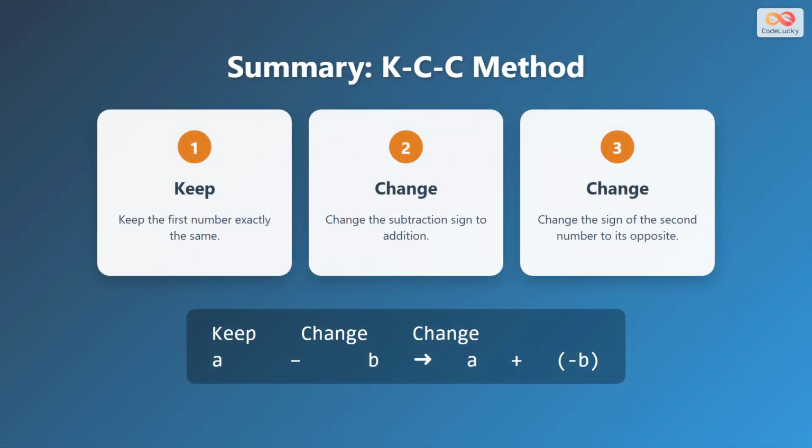To summarize, just remember the KCC method. Keep the first number, change subtraction to addition, and change the sign of the second number. Keep, change, change. If you follow these steps, you will get the right answer every time.